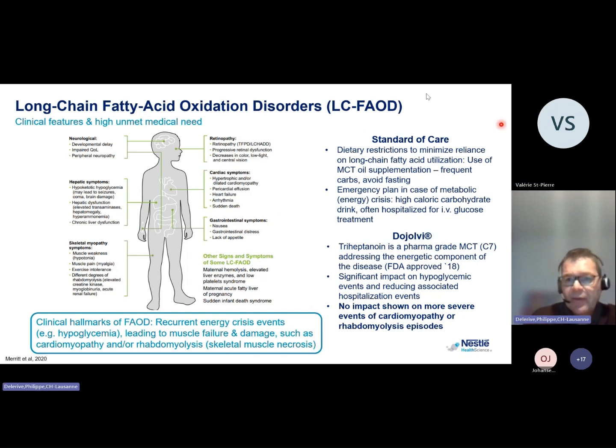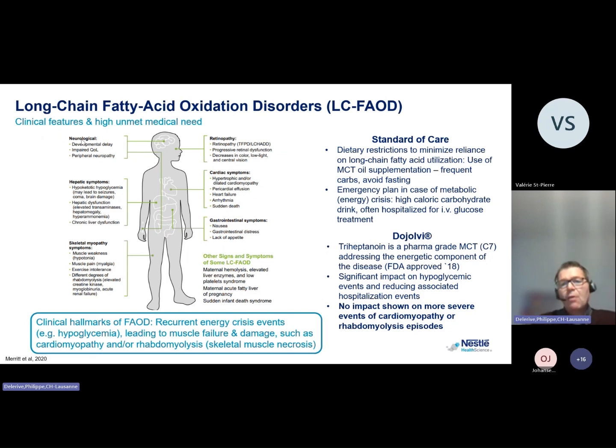Today, what's the current standard of care? Well, basically, these patients have to avoid long-chain fatty acids, and they rely mostly on medium-chain triglycerides, which are ketogenic precursors. They need to have carbs frequently, and they should avoid fasting episodes. And any type of metabolic stress, that could be fasting, exercise, or a viral or immune challenge, could trigger a metabolic crisis. In case of a major metabolic decompensation, a high-calorie carbohydrate drink could be administered, but usually it's within the ICU setting, and then it's an IV glucose treatment.